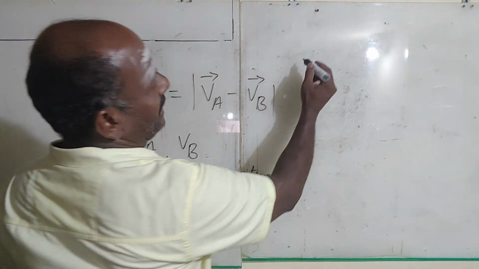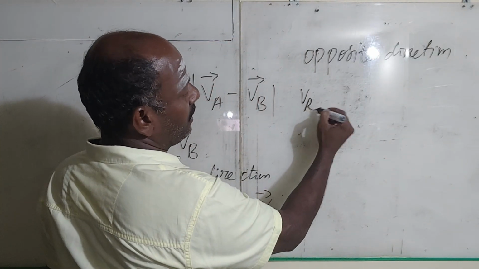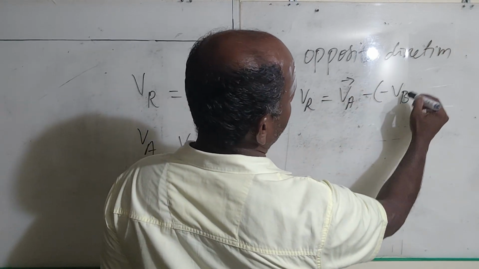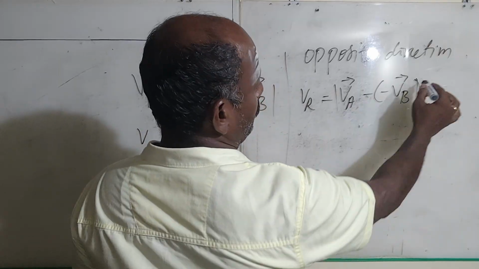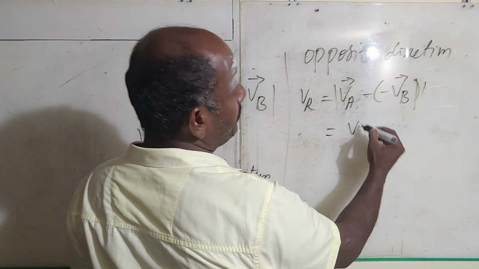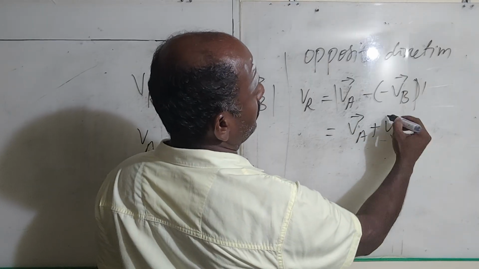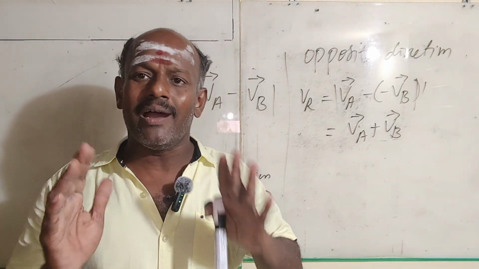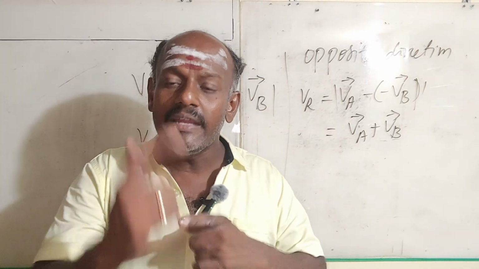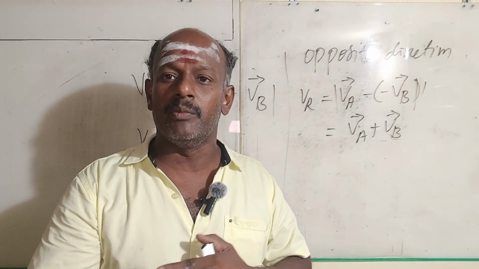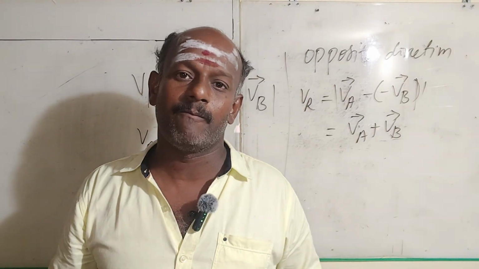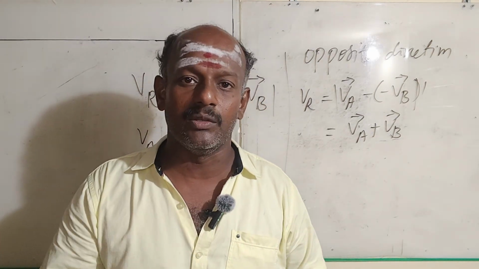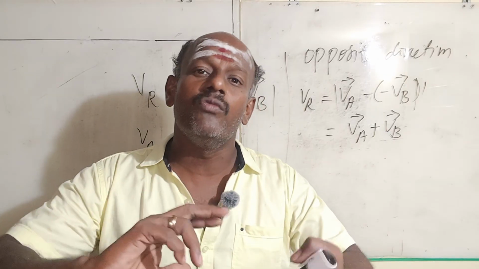Suppose both are in the opposite direction. Once again I can take the same: VR will be equal to VA vector minus of minus VB vector. The difference, so of course it will be VA vector plus VB vector. So from this we come to know, when both objects are moving in the same direction, the relative velocity of one with respect to another will be the difference between the two velocities. Similarly, if both are moving in the opposite direction, the relative velocity will be the sum of the two velocities.